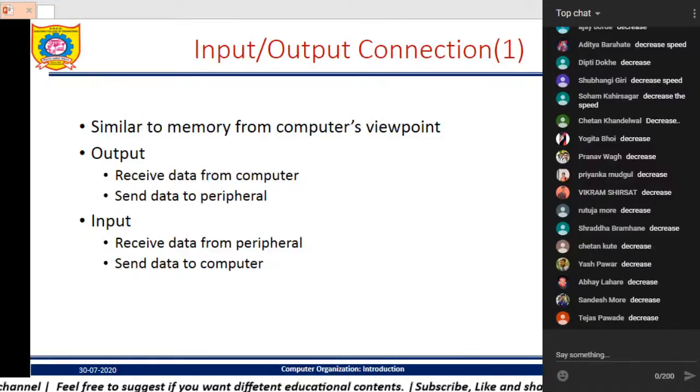So similar to the memory of a computer, there is an input. Input receives data from peripherals and sends data to a computer. Output receives data from a computer and sends it to the peripheral. Peripherals means externally connected devices.